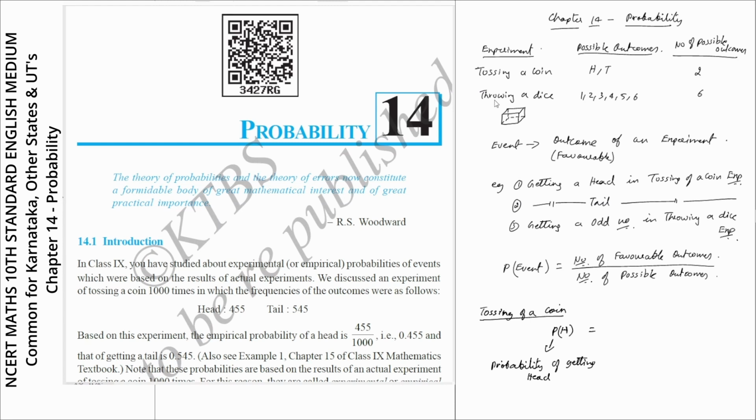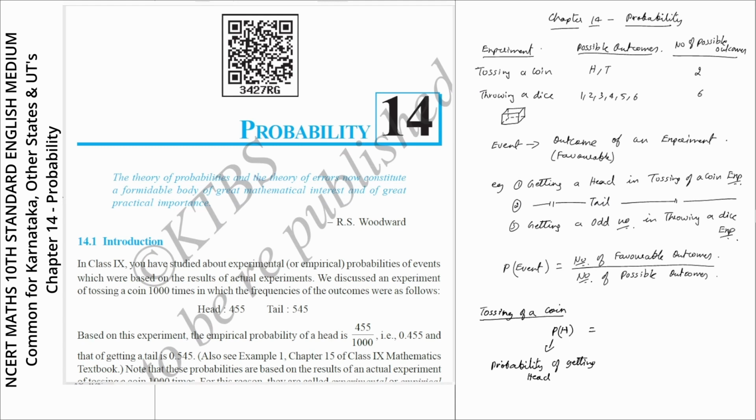Similarly, in the experiment of throwing a dice, you know that the dice has 6 faces and each face has a number on it. When we throw a dice, what is the result of that experiment? The face facing towards the top is the result, and whatever number is on that face is the result. So when we throw a dice, the result could be 1, 2, 3, 4, 5 or 6. These are the possible outcomes of this experiment, and the total number of possible outcomes is 6.